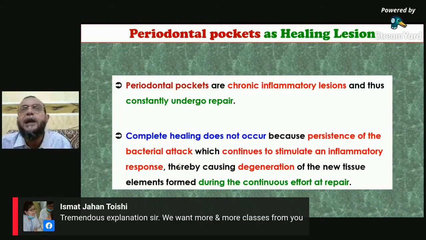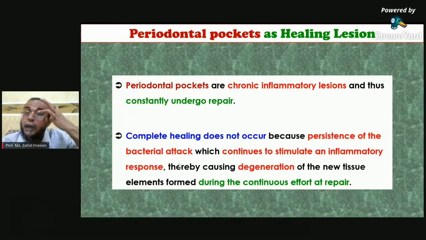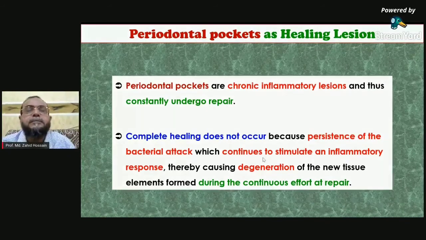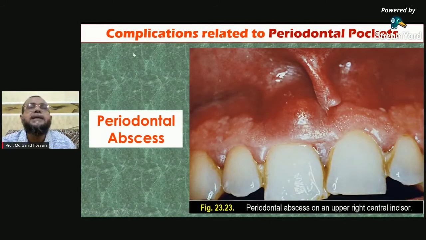So it is very difficult to eliminate all bacteria from the periodontal pocket. So usually periodontitis doesn't completely repair in a whole lifetime. Sometimes you will find an active lesion, but in some places some repair occurs. Complications related to periodontal pockets: periodontal abscess is very common, because of pocket deepening, and sometimes, as I told you, repair occurs.